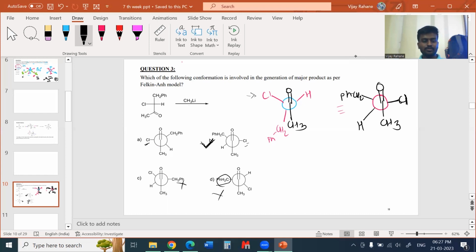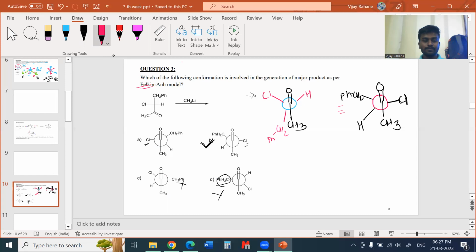So this one is just a simple question. In this one, we just need to understand what the Felkin model is. In the Felkin model, the bulky group should be perpendicular to the carbonyl, right? So the bulky group should be perpendicular. That's what we have to keep in mind.